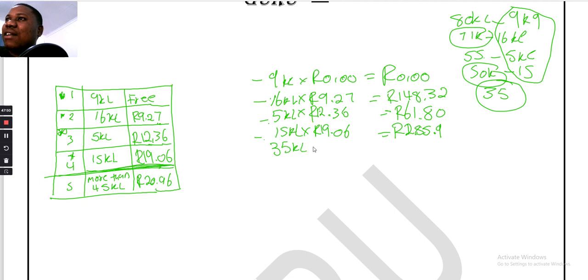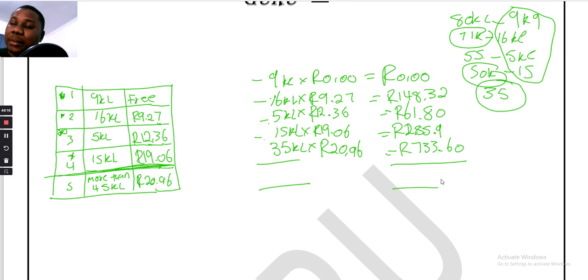Therefore, this 35 kiloliters, now we are going to charge them at how much? 20,96. Let's see, 35 multiplied by 20,96. That gives me 733,60. Okay. Good. So when you add your kiloliters, you must get 80, remember? So it's going to be 9 plus 16 plus 5 plus 15 plus 35, which gives us 80. So we are correct.